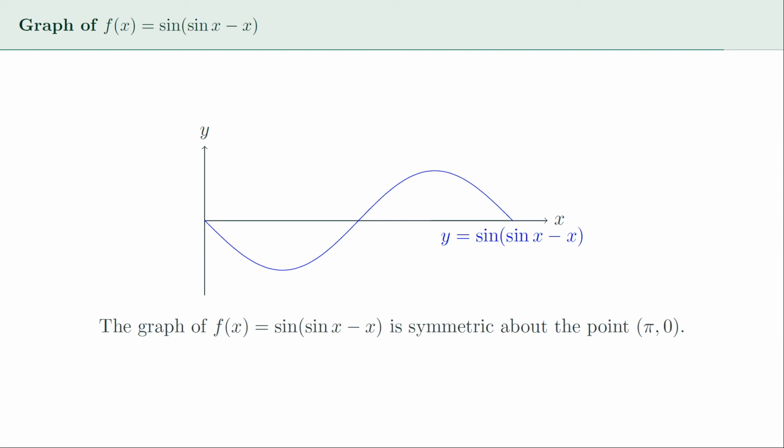So just to show you the graph of sine of sine x minus x from 0 to 2 pi, it looks like this. It looks like a common sine, and it's quite symmetric with respect to some point in the middle, and that's the point pi, 0. So that means that the area below the x-axis from 0 to pi is equal to the area above the x-axis from pi to 2 pi, which definitely means that because the areas are signed, meaning the first one is negative and the other one is positive, the sum of the two will be 0.